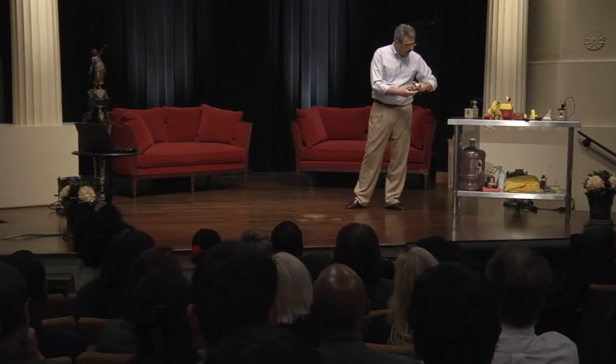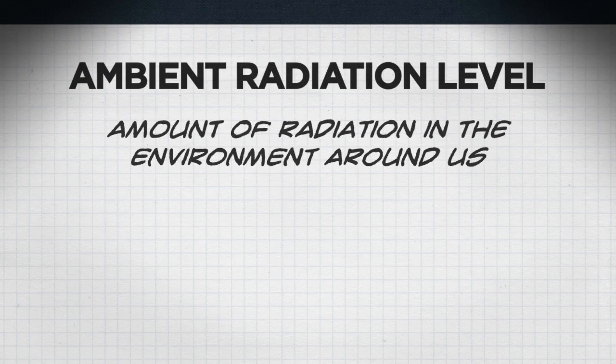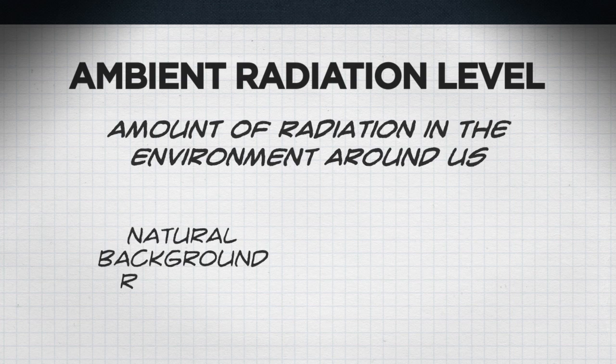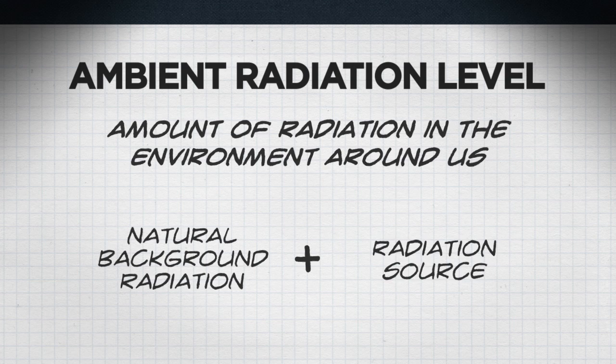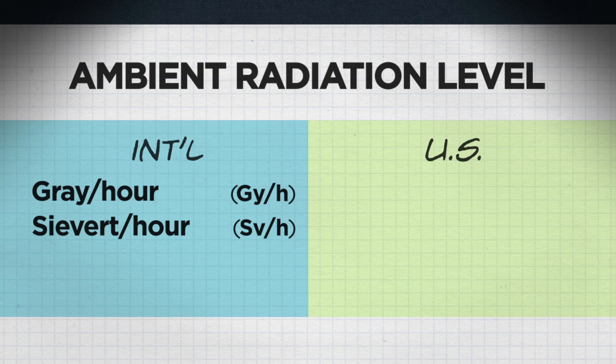Now we want to see, if we have this radioactivity here, what would be the radiation levels over here? And again, every time we want to do that, we have to know the natural radiation levels in the environment, plus whatever is coming from that source. So that would be the ambient radiation levels. The units we use to express that are gray per hour or sieverts per hour, international units. And those are huge numbers. So again, it's more common to see nanogray per hour or microsieverts per hour.